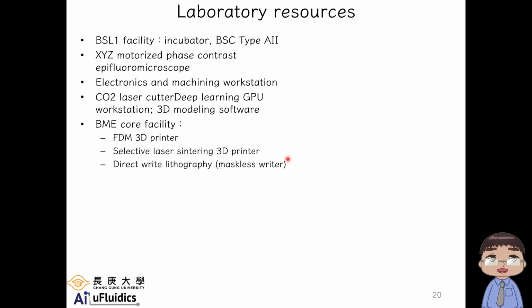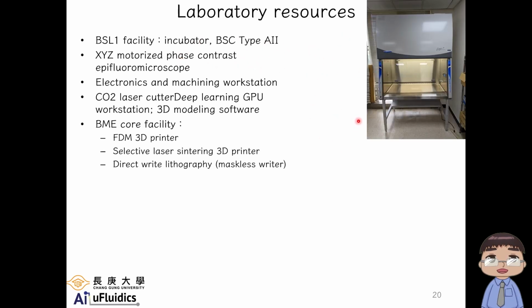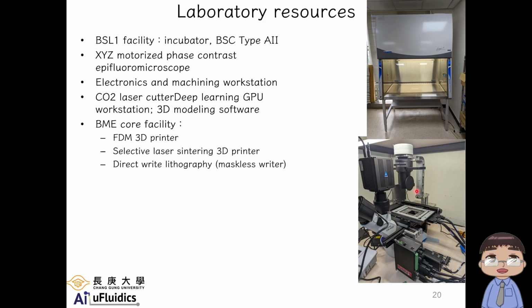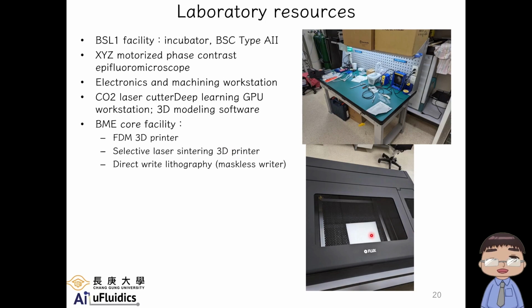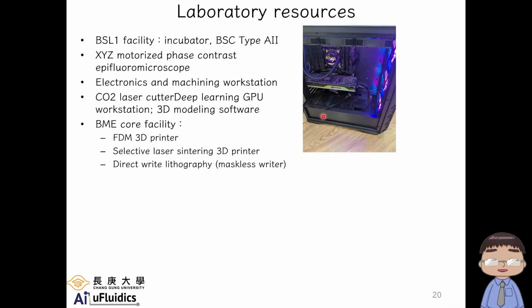Our laboratory resources lie in BSL-1 facilities, incubators, as well as a BSC biosafety cabinet. We also build a lot of prototypes, basically epifluorescence microscopes. We also design and modify them ourselves so that they can incorporate our customized microfluidic systems and enable full modularization. We also have electronics and machining workstations to help with our various prototyping efforts, a CO2 laser cutter for fabrication of plastic microfluidic devices, a deep learning CPU workstation supported by NVIDIA, and various 3D modeling software to help us model the system.